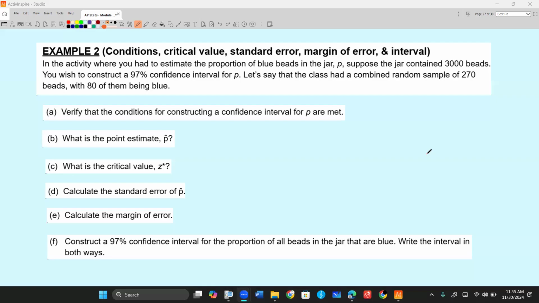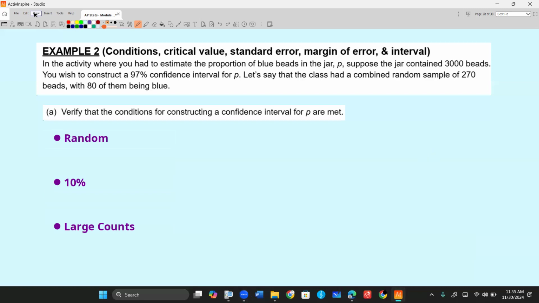Part A, verify the conditions for constructing a confidence interval for P are met: random, 10%, and large counts. B, what is the point estimate, P hat? C, what's the critical value, Z star? D, calculate the standard error of P hat. E, calculate the margin of error. And F, construct a 97% confidence interval for the proportion of all beads in the jar that are blue. Write the interval in both ways. Start with the first part. So remember for the conditions, we want to check the random, 10%, and large counts. So for our random, look at the problem.